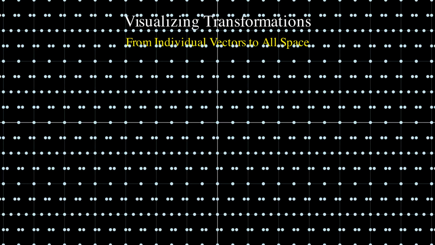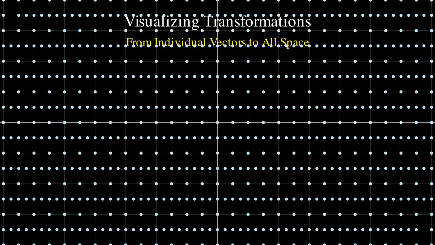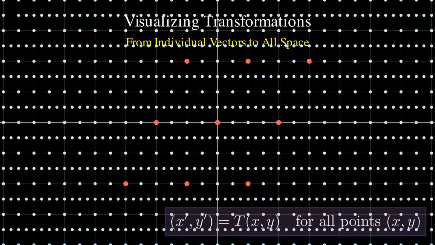And for transformations in 2 dimensions, a great trick is to visualize how an infinite grid of points moves. Watching this happen gives a beautiful feeling. It's like stretching, twisting, transforming space itself. Mathematically, we write it like this: for every point, there's a new point. This visualization helps us understand how transformations affect all of space, not just individual vectors.